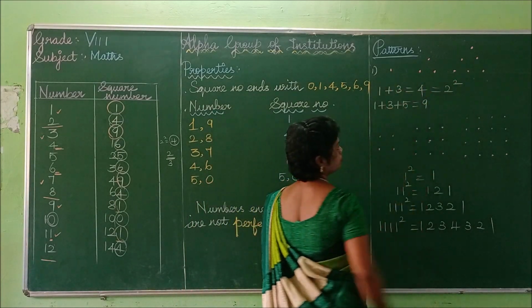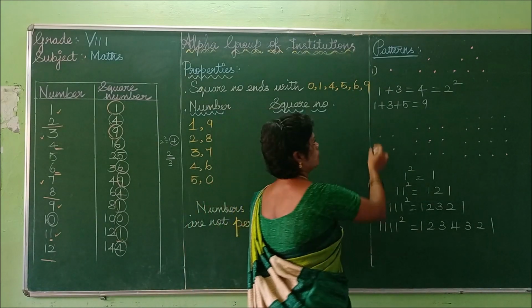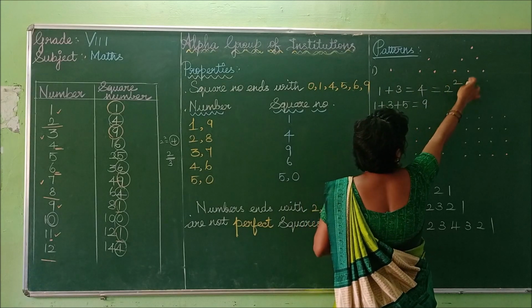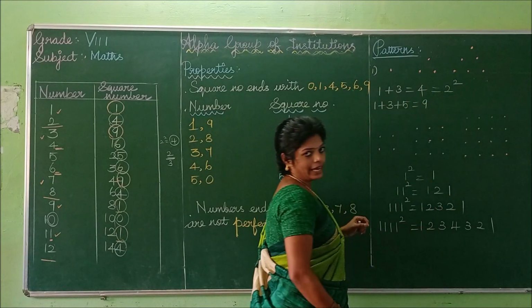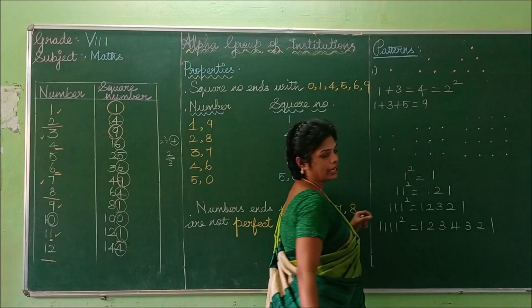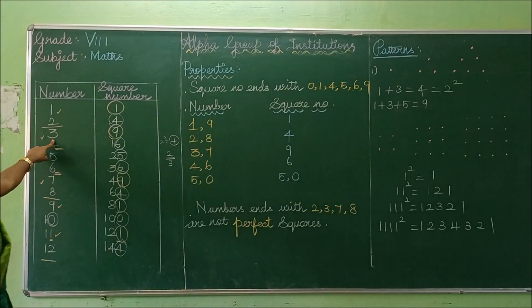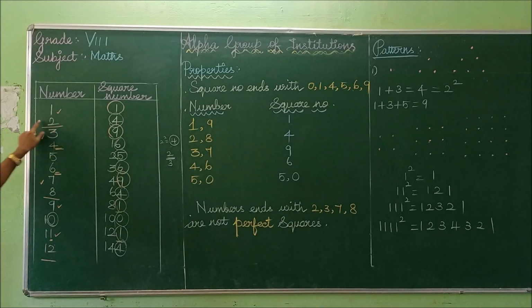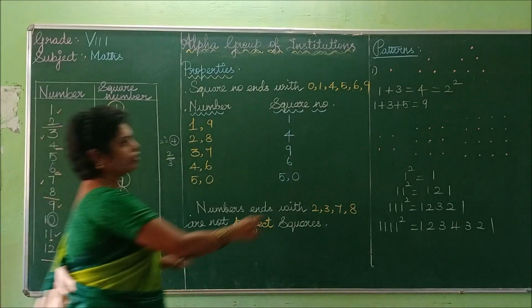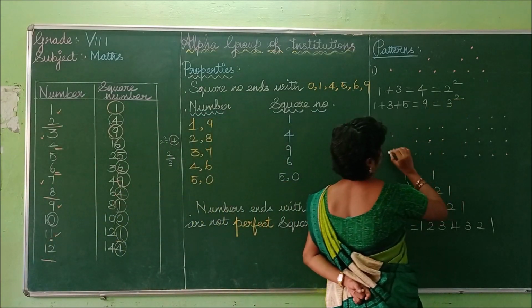That means you are going to add the 2 values only. Next, 1, 3, 5. You are going to sum up the 3 values. So 1 plus 3 plus 5 is equal to 9. 9 can be represented as what? 9 can be represented as 3 squared. 4 can be represented as 2 squared. 9 can be represented as 3 squared. So you can write here, this can be represented as 3 squared.